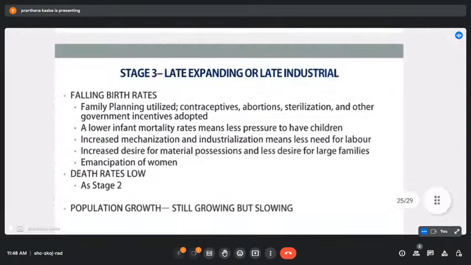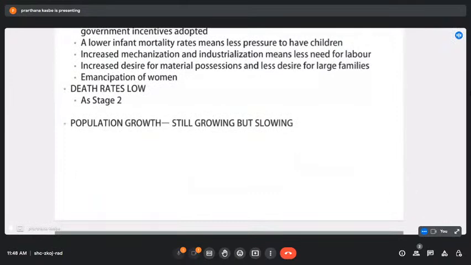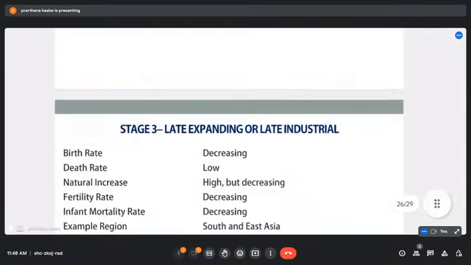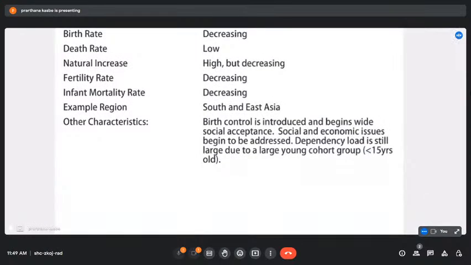Why is the death rate low in stage 2? We know that in stage 2 also the death rate is low, and the population is still growing, but slowly. So what is the scenario of this particular stage 3? The birth rate is decreasing, the death rate is low, natural increase is high but decreasing. The fertility rate and the infant mortality rate are also decreasing.